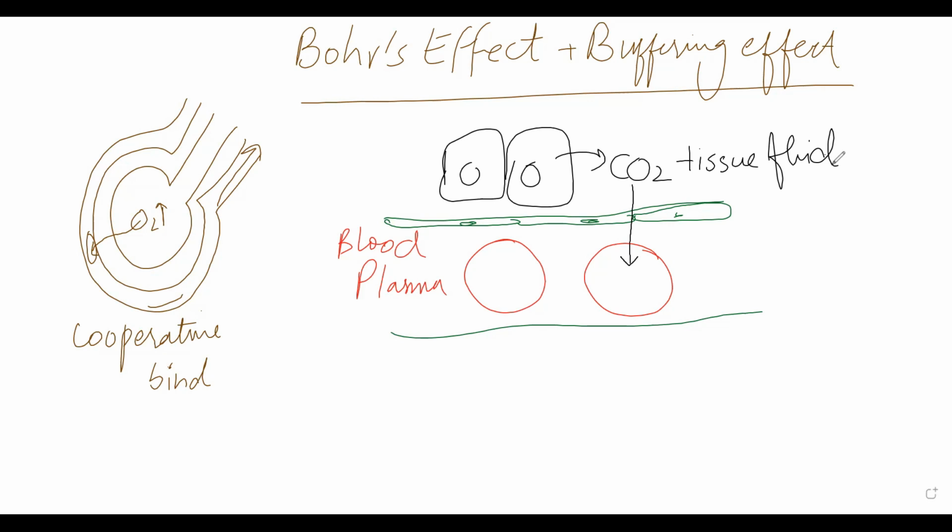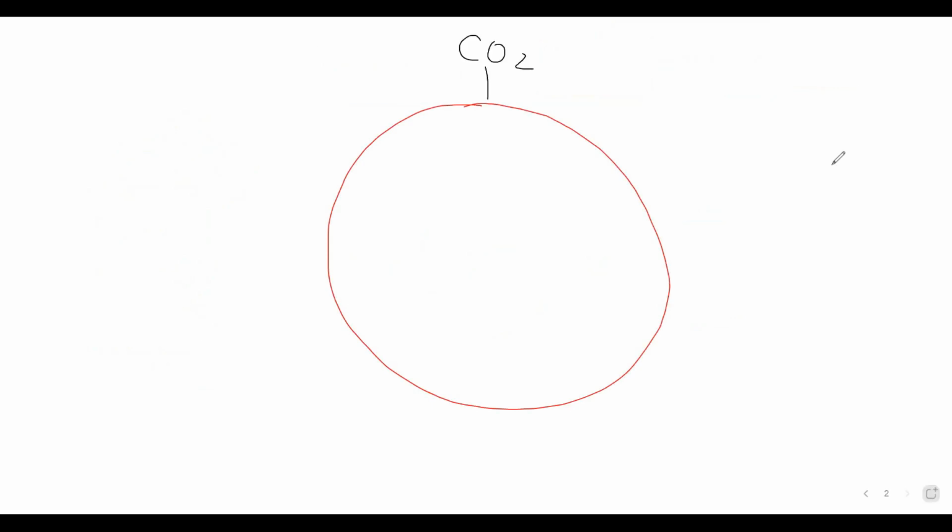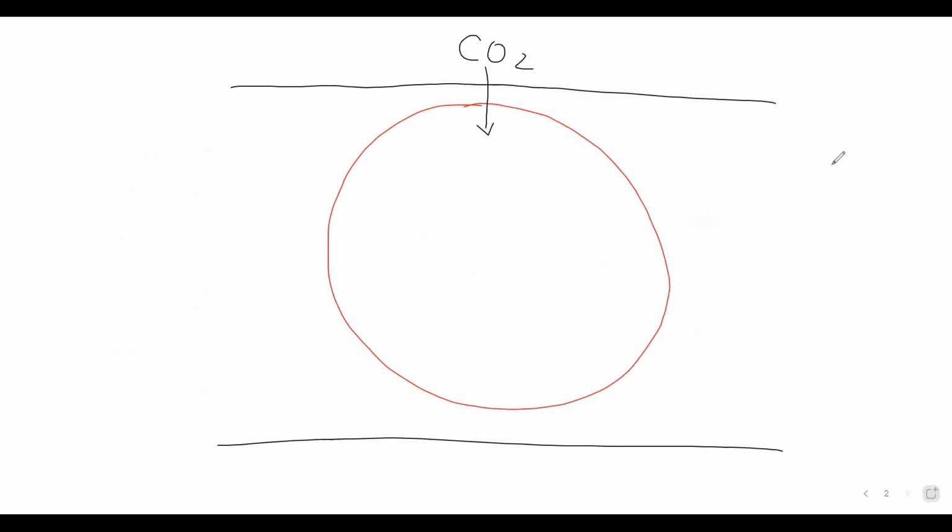Let me make it a little bigger for you so that I can show you what happens inside the red blood cell. Let's suppose this is a big red blood cell I'm making in front of you, and this is the carbon dioxide that is being diffused from the tissue fluid and reaching into the red blood cell. And this is the capillary lining, where the red blood cell is present. Now, this carbon dioxide, when it comes into the red blood cell, reacts with water, right?